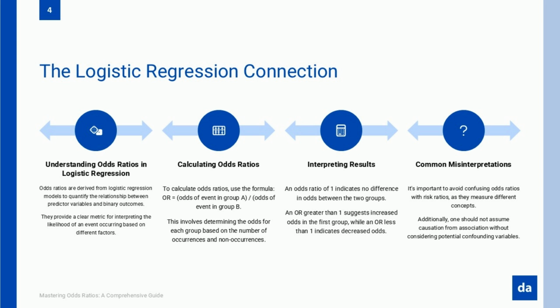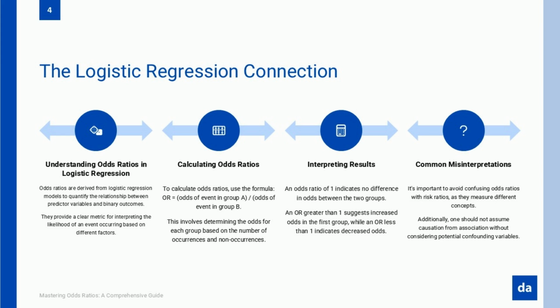Here's how it works. Let's say we have a logistic regression coefficient of 0.45 for a particular variable. On its own, this number doesn't tell us much, but when we exponentiate it, that's raising e to the power of 0.45, we get an odds ratio of approximately 1.57. Now we're talking. This tells us that for every 1 unit increase in our predictor variable, the odds of our outcome occurring increase by 57%. Suddenly, we've turned an abstract number into a concrete, actionable insight.